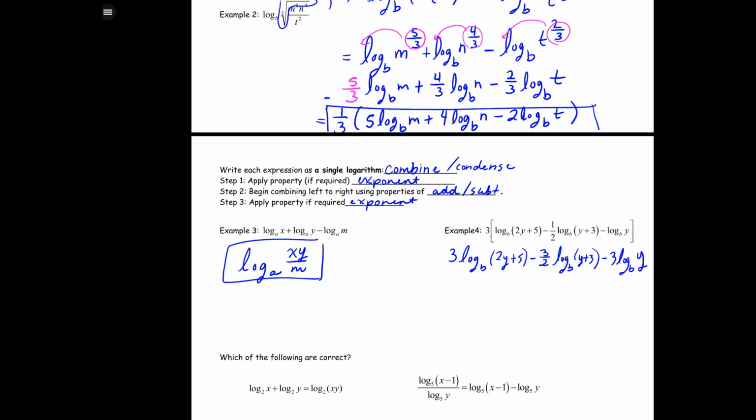What will we do next? Which property do we have to work with first? The exponent, the power property. So I need to take all of these numbers in front and bring them back to their exponential form.